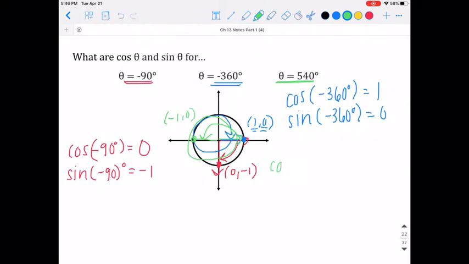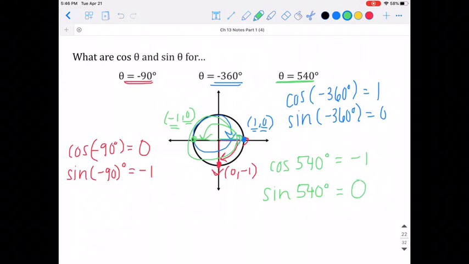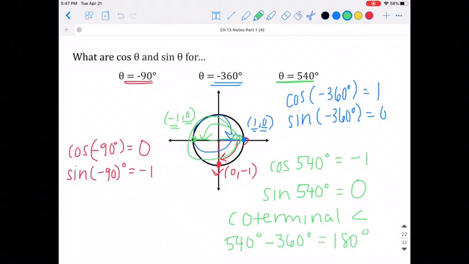So our cosine for 540 degrees is our x value, so -1, and the sine of 540 degrees is going to be the y value, which is 0. We can also figure out our coterminal angle to 540 degrees, another positive coterminal angle, by subtracting 540 minus 360 degrees, which is 180 degrees.